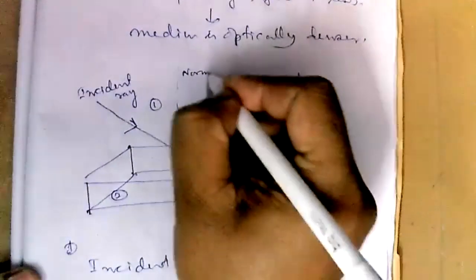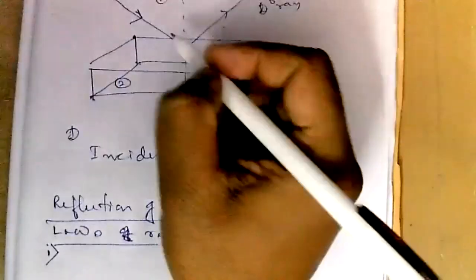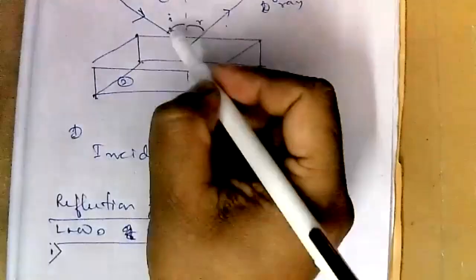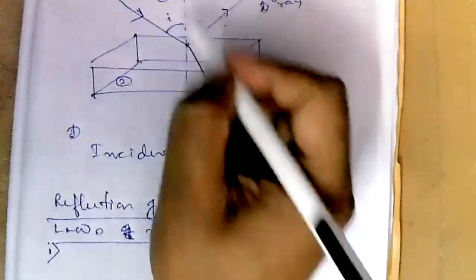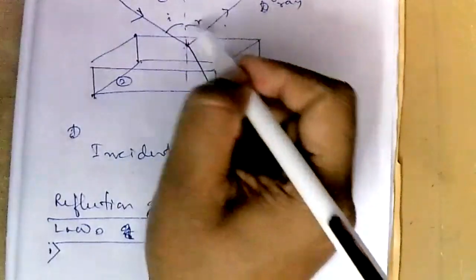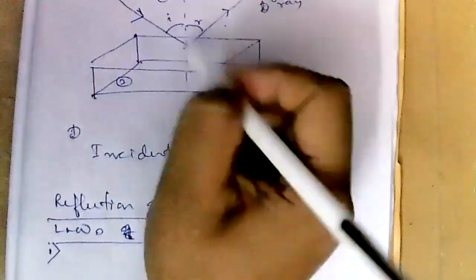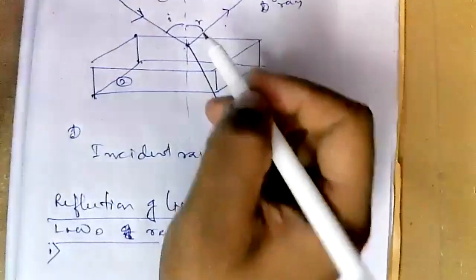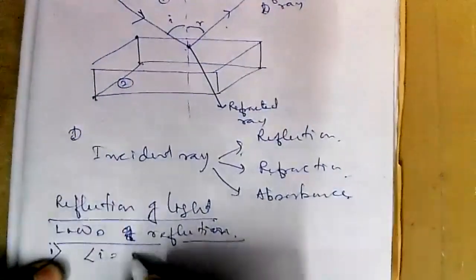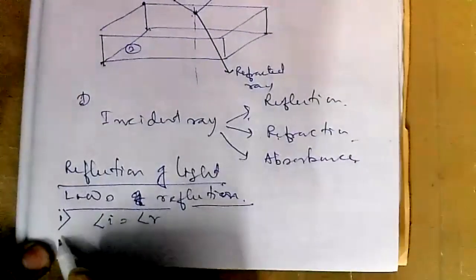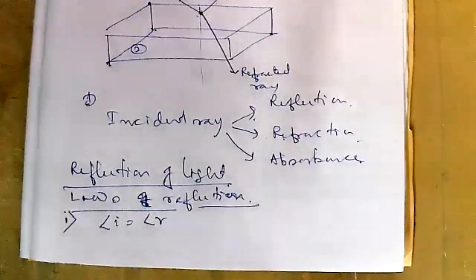This is called normal. The angle the incident ray makes with the normal at the point of incidence is called angle of incidence, and the angle the reflected ray makes with the normal at the point of incidence is called angle of reflection. Now these two angles are equal. Angle of incidence is equal to angle of reflection.